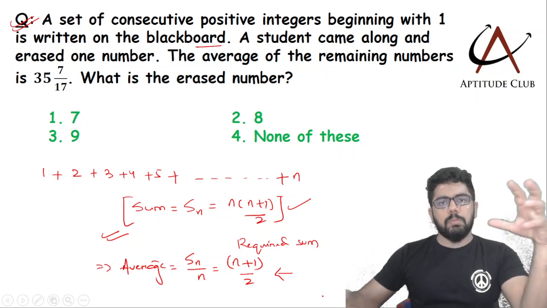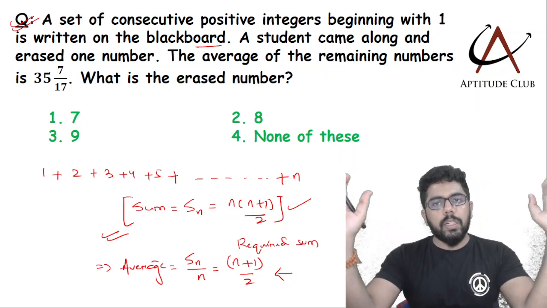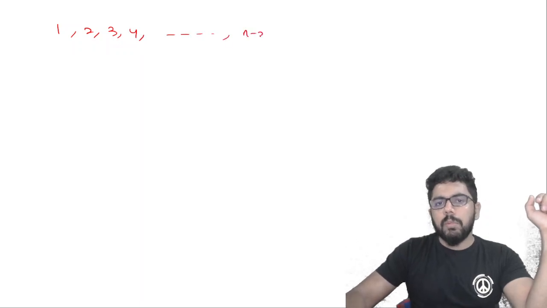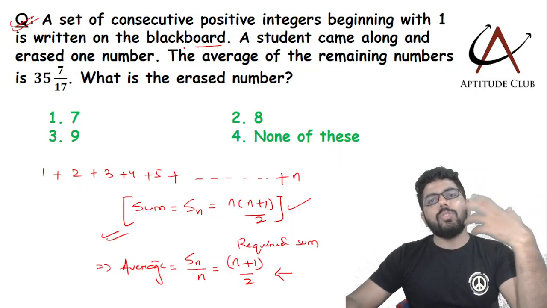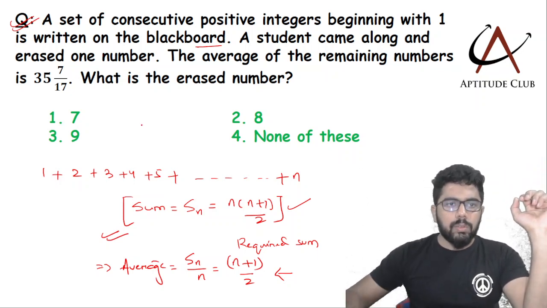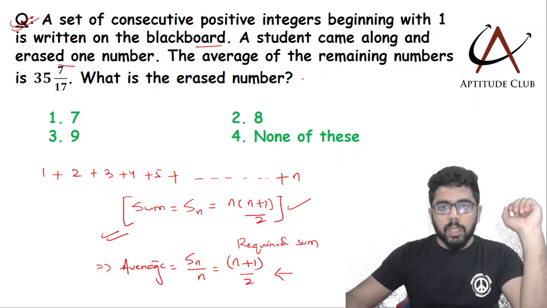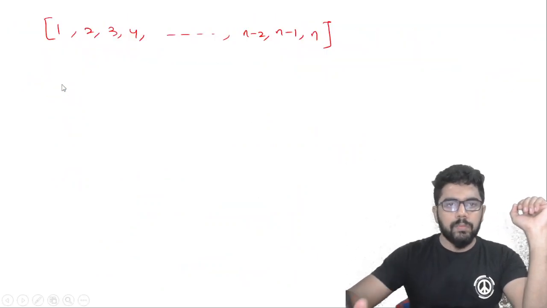So this set of consecutive integers starting from 1, let us say till n, were written on the board: 1, 2, 3, 4, ..., n minus 2, n minus 1, and n. Now the student came and erased one number. Which number was erased, we don't know. It can be any of the numbers. The average of the remaining numbers is 35 whole 7 by 17.